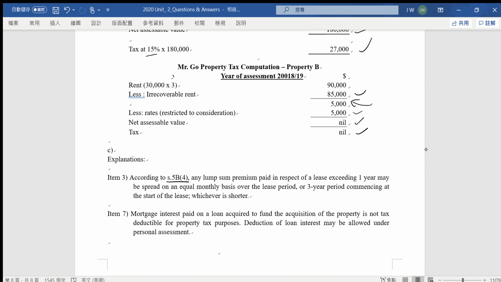Item 7 is about the mortgage interest payment, and for this one you will find that there are no actual expense deductions. Also you should mention that except under personal assessment, this mortgage loan interest may be allowed to deduct, but under property tax it is not allowed to deduct. You should mention all this when you answer this part, okay? Because that is under property tax, which is not under personal assessment. That's why mortgage loan interest is not allowed to deduct under property tax. And that will be the way to answer this kind of question.